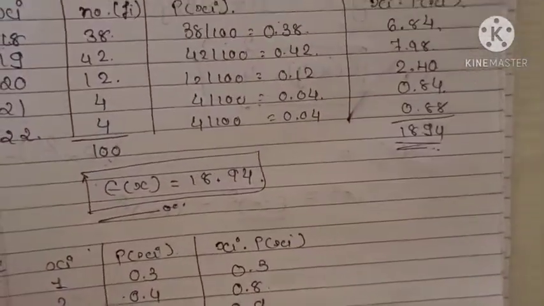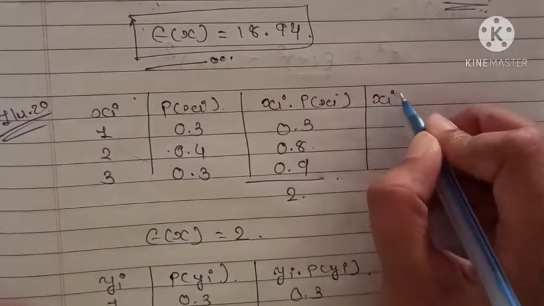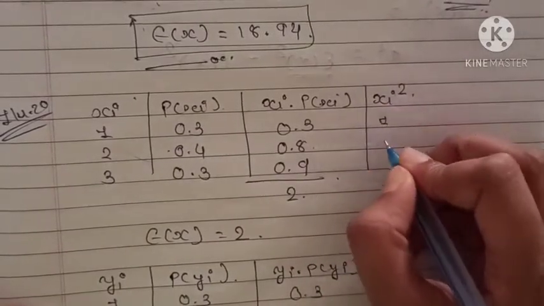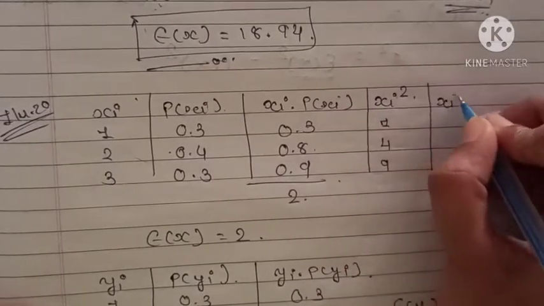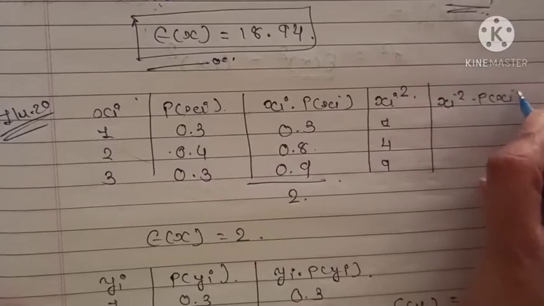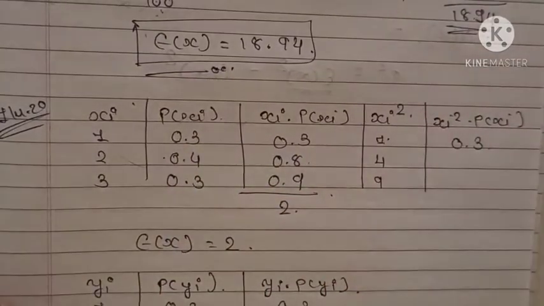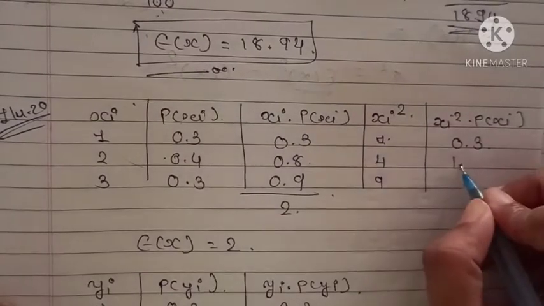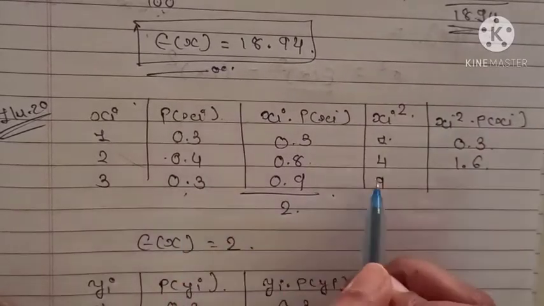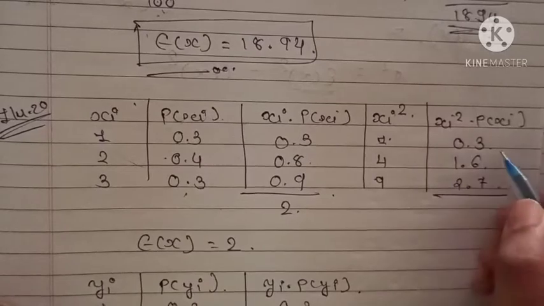So let's find out. In this column, XI square, that is 1, 4, 9. Then XI square into PXI, that is 1 into 0.3, 0.3, 4 into 0.4, 1.6, and 0.3 into 9, it is 2.7. What is the total?